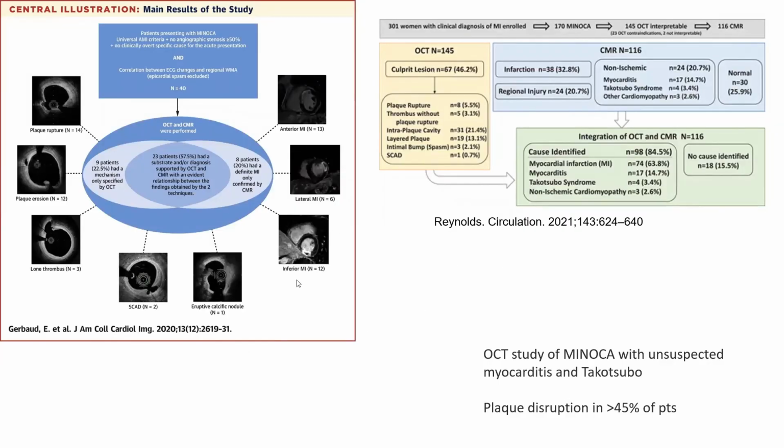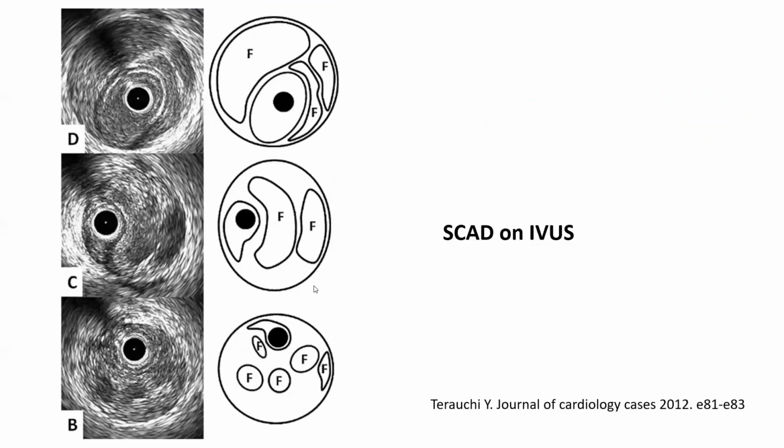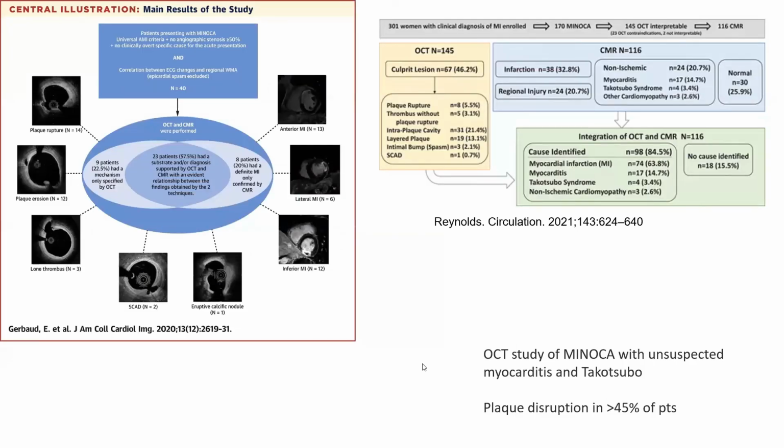And all of the above, those 5 types of plaque disruption, are particularly useful to study in MINOCA patients. Those are 2 major landmark studies, 2020 and 2021, that describe the frequency of those 5 findings in MINOCA. There was a plaque disruption in over 45% of patients with MINOCA based on those 2 studies. They use slightly different terminology, but I tried to unify their terminologies.